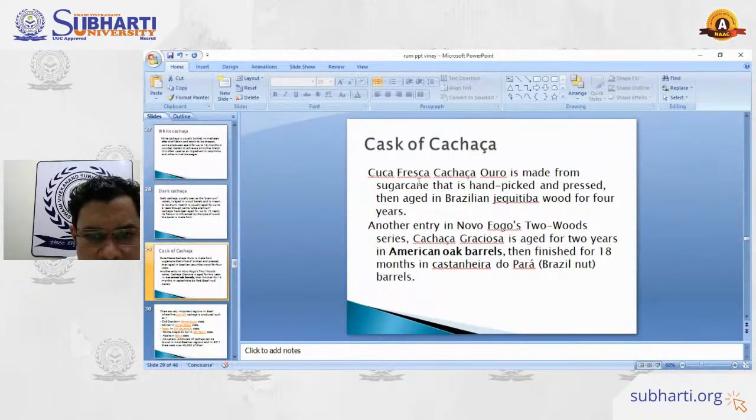They say Cuca Fresca cachaça ouro is made from sugarcane that is hand-picked and pressed, then aged in Brazilian jequitibá wood for 4 years. Another entry is Novo Fogo's two-wood series, cachaça Graciosa, which is aged for 2 years in American oak barrels, then finished for 18 months in castanheira do Pará, a Brazilian nut barrel.